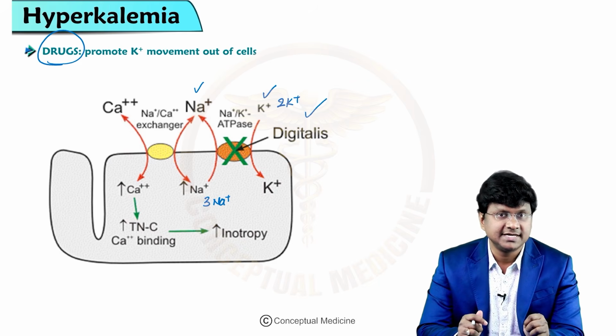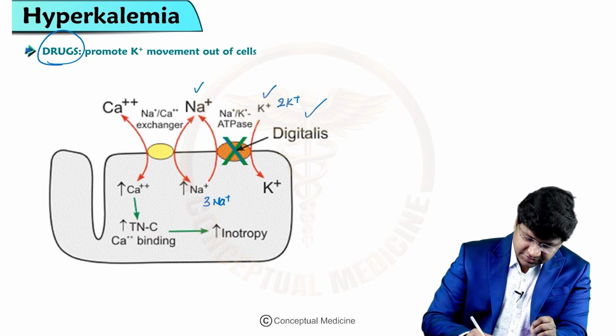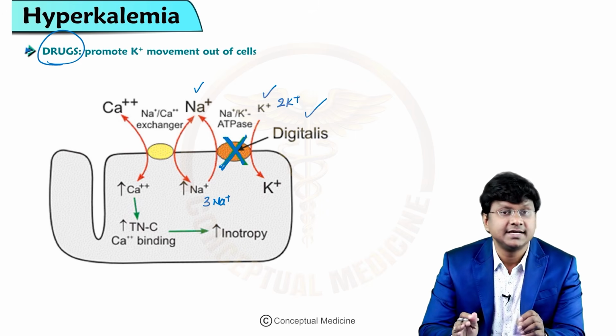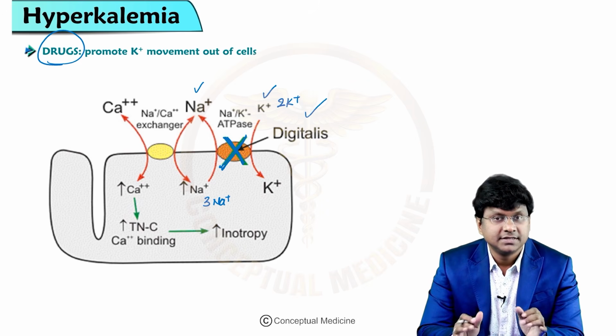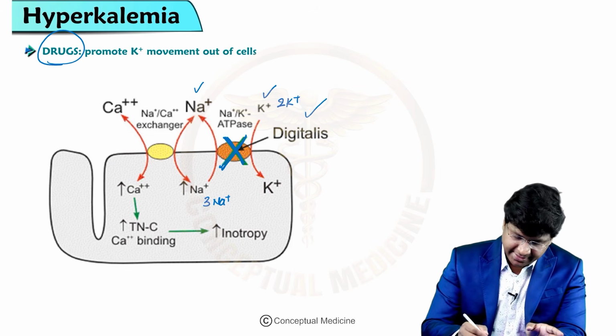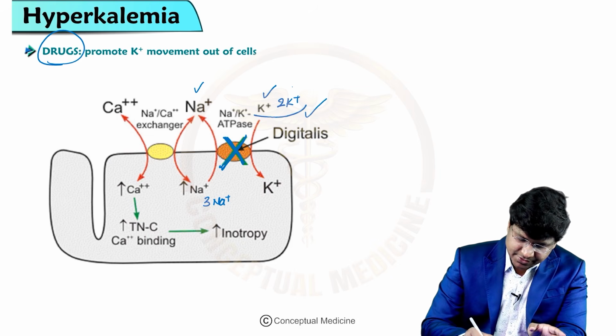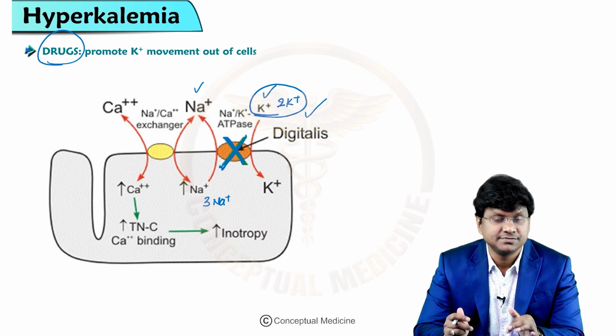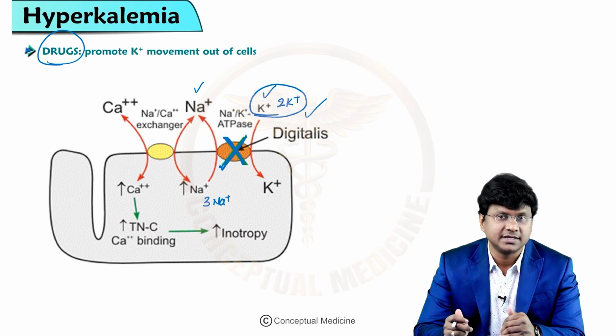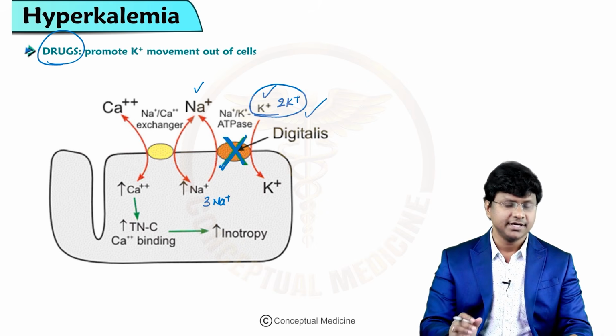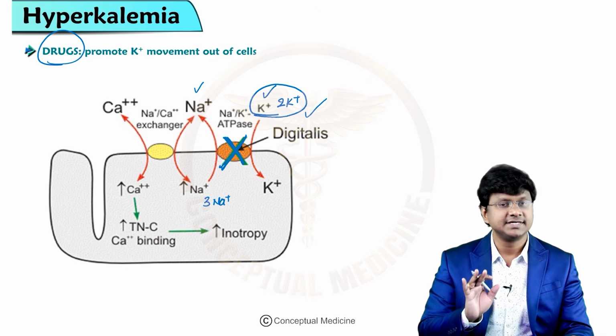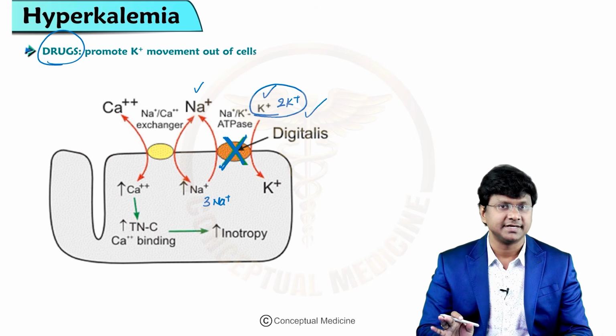Now, digitalis will inhibit, or block, this sodium potassium exchange pump. Thereby the potassiums which are present in the extracellular compartment will not enter into the intracellular compartment, and that will cause hyperkalemia. Okay, so among the drugs, digitalis is one which will cause hyperkalemia.